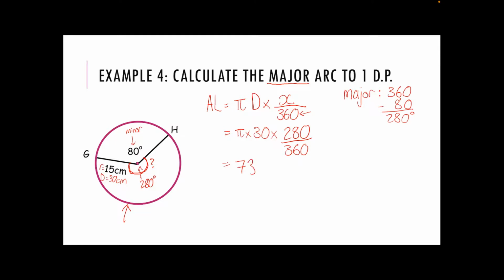So we are going to do times by 280 divided by 360. And that gives us 73.303. We wanted it to 1 decimal place, so that is just 73.3 centimetres there for our major arc length.